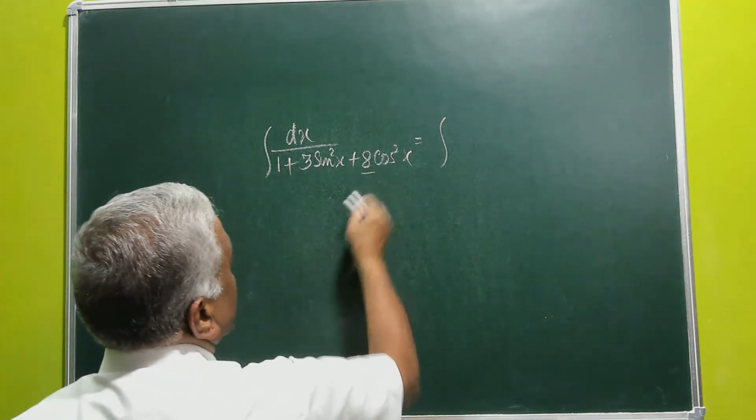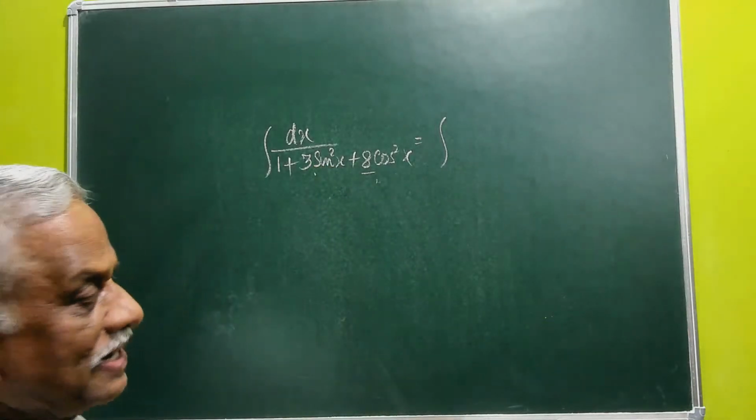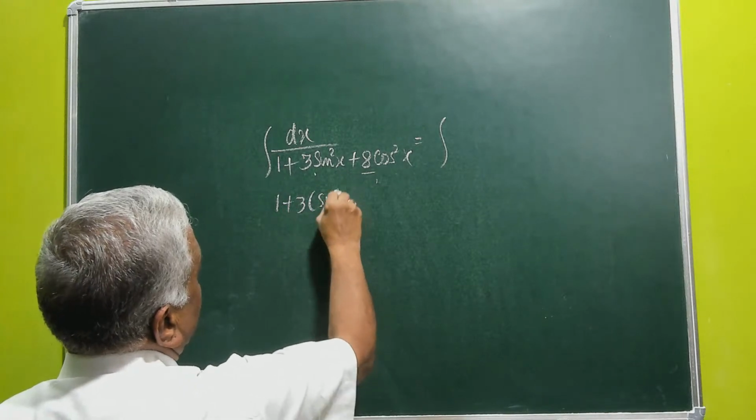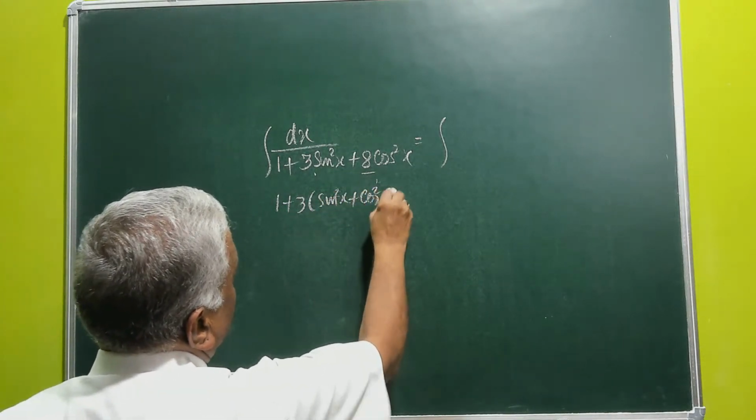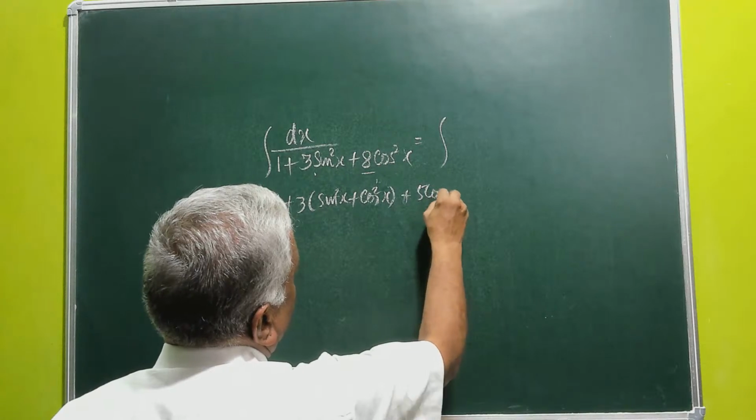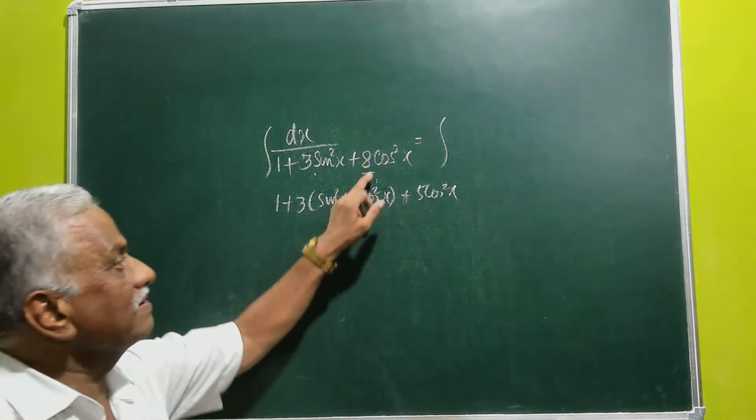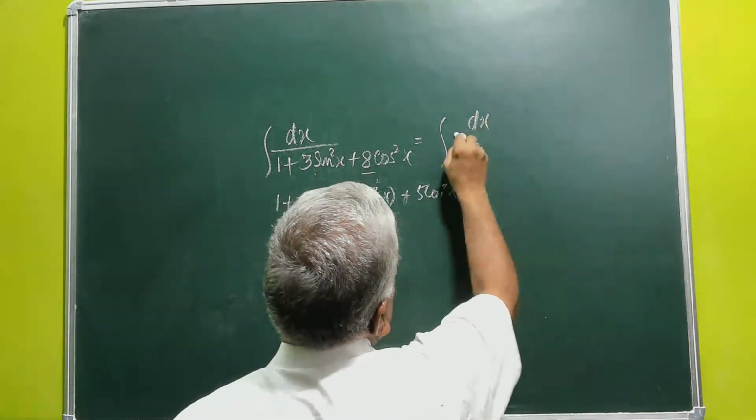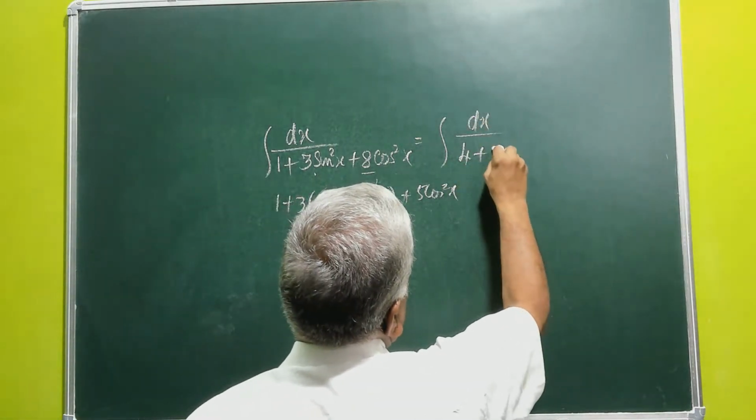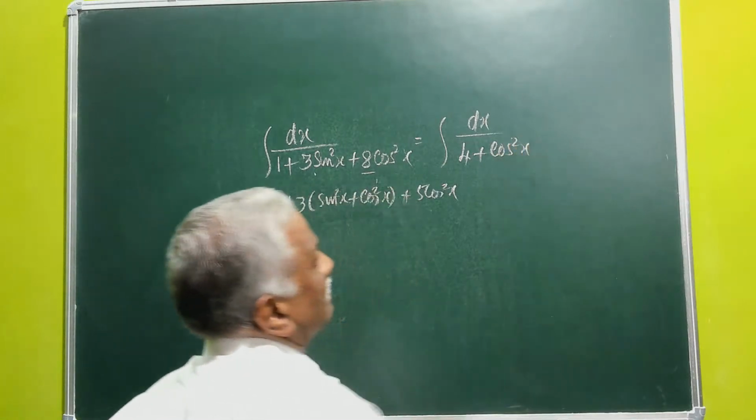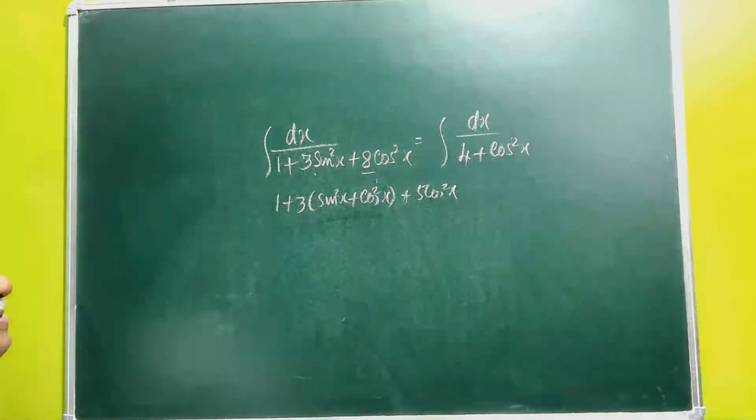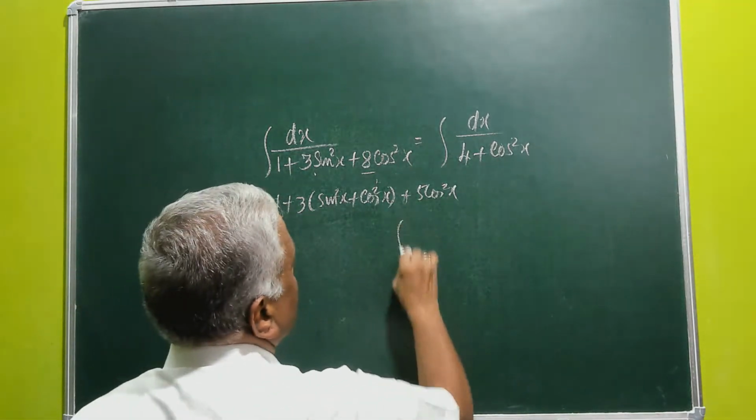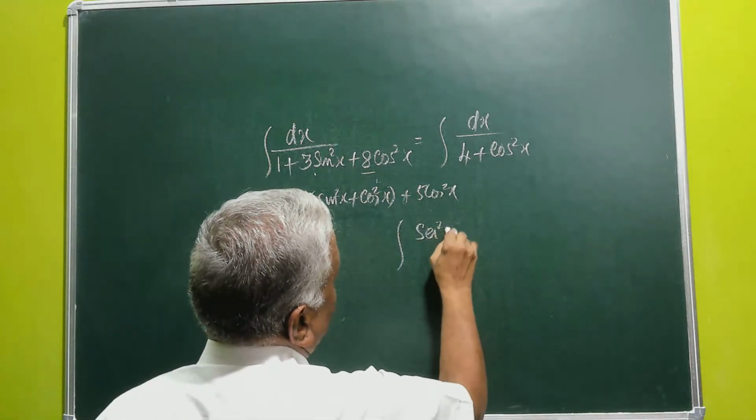So what we do is from this 8, I'll take 3 and give it to the sine square x. So 1 plus 3 sine square x plus cos square x plus 5 cos square x. So 8 is written as 3 plus 5. This becomes 3. The problem becomes dx over 4 plus cos square x. So an interesting problem. What we do is we multiply by secant square x, both numerator and denominator.